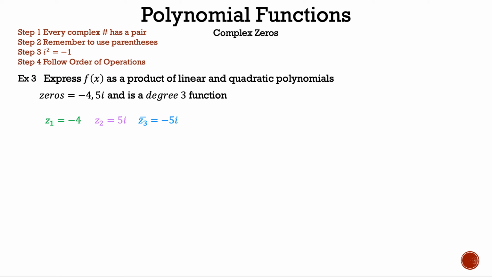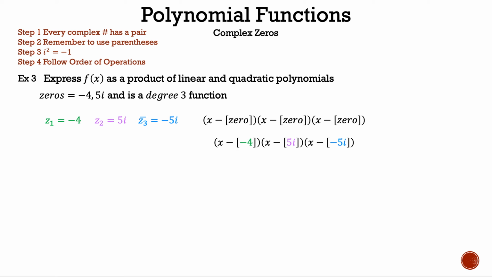Now, let's use the last of the given information, degree 3, to help us. What do we think the degree 3 tells us? That's correct, the number of zeros our polynomial has. In this case, 3. Now we can set up the product of linear polynomials. The quantity of x minus the first 0 times the quantity of x minus the second 0 times the quantity of x minus the third 0. Next, let's substitute negative 4 for the first 0, 5i for the second 0, and negative 5i for the third 0.